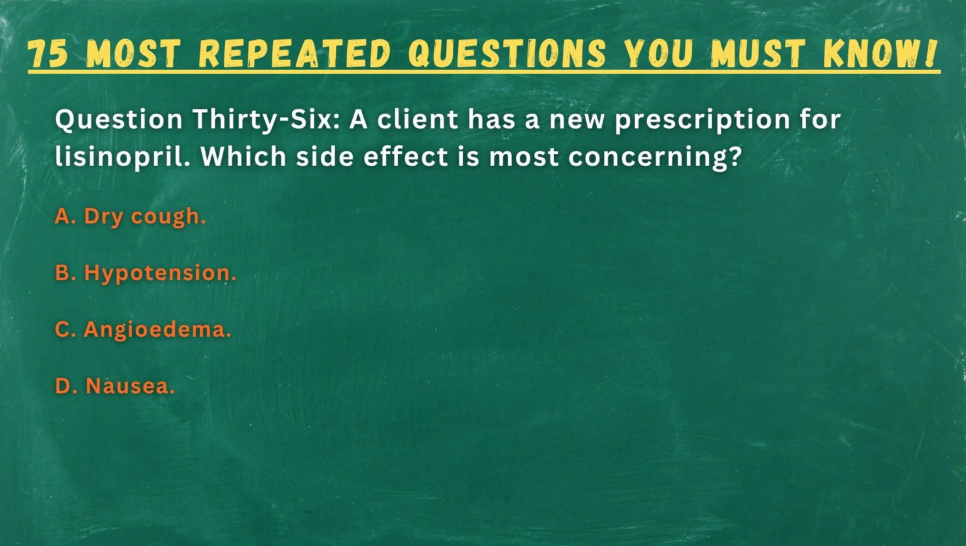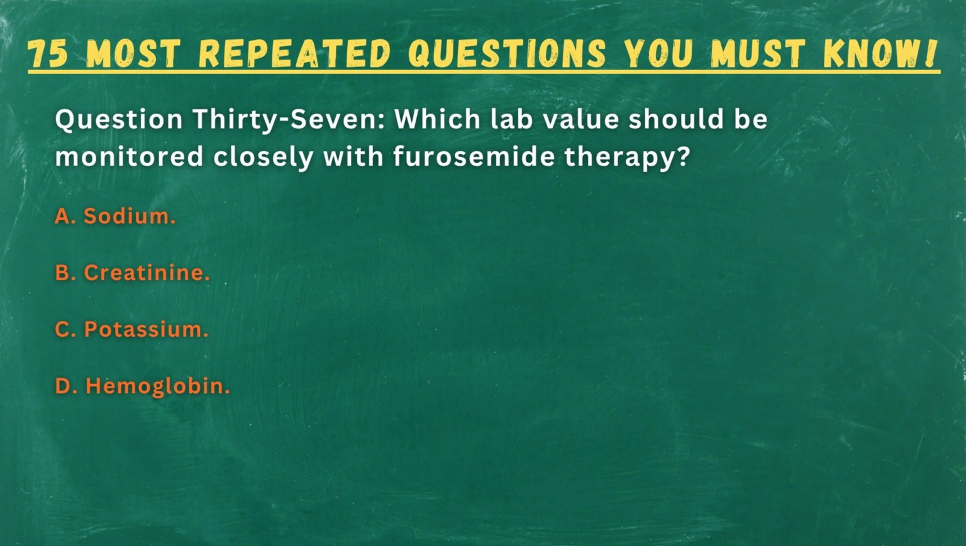Question 36. A client has a new prescription for lisinopril. Which side effect is most concerning? A. Dry cough. B. Hypotension. C. Angioedema. D. Nausea. Answer: C. Angioedema.